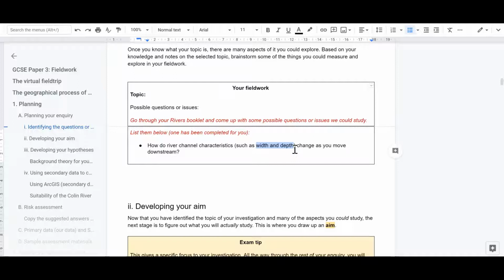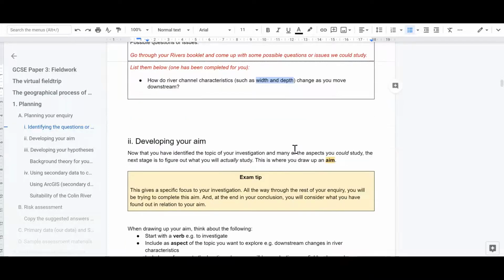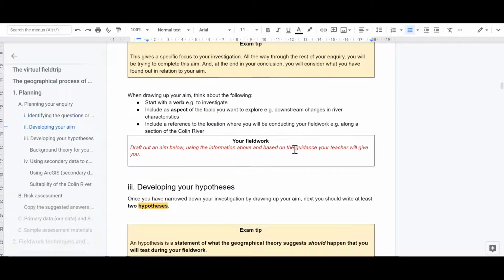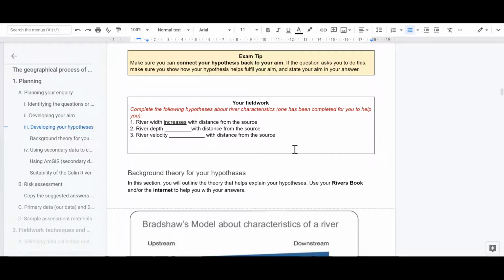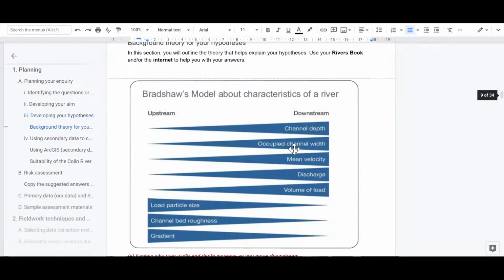Now we chose not to study them this time to make this manageable in the time available, but we could have studied others. So what do they include? Well, if you come down a little bit here to the background theory section, you'll see some of those other aspects. So there's width, depth and average velocity, but there are things like this: the discharge increases, the volume of load increases, but also looking at things like the particle sizes are going to get smaller and more rounded due to attrition, and the gradient is going to go from quite steep near the source to much more gentle.